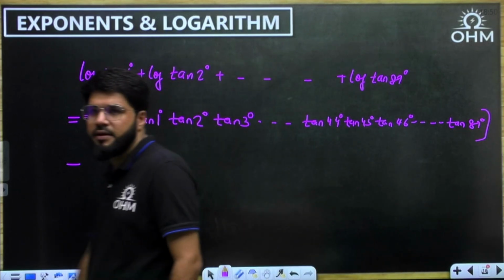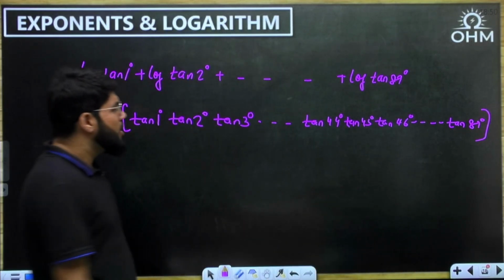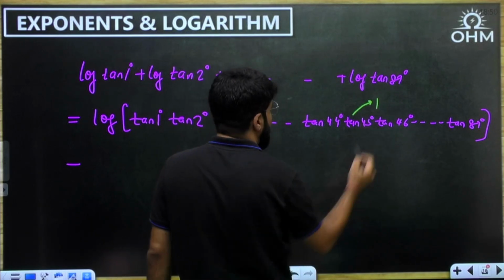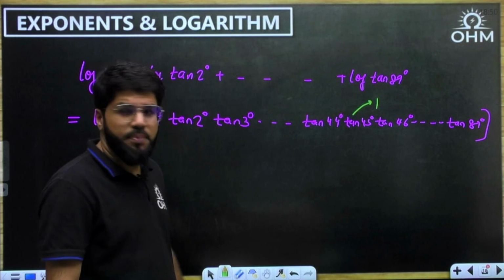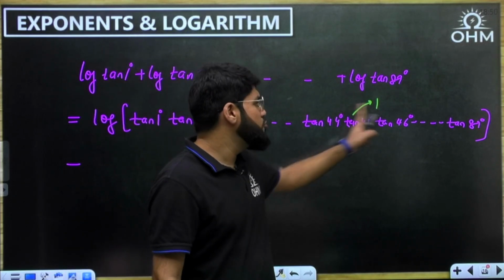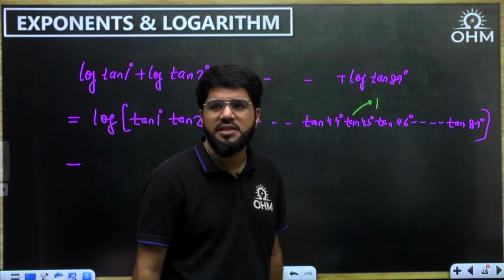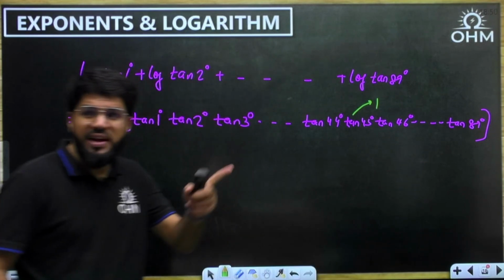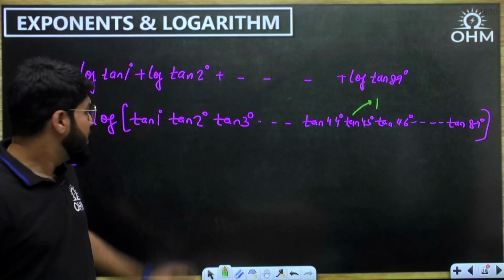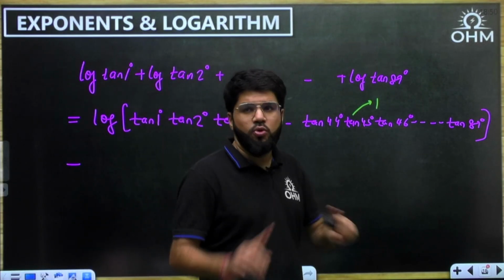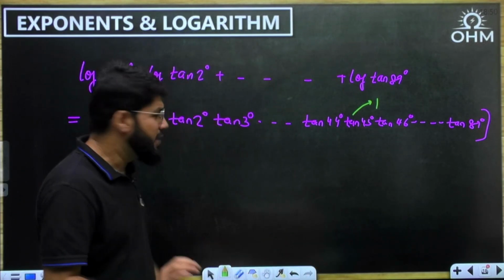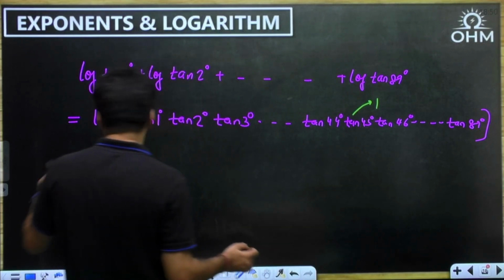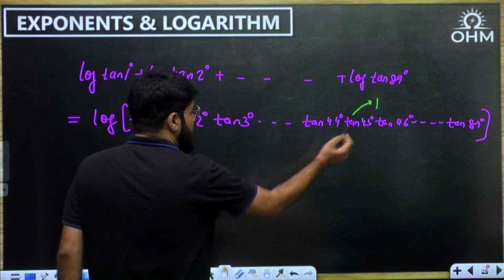Now see, tan 45 degree is something whose value we know, 1. Now you see there are some pairs like tan 44 and 46. If you add both these angles, 44 and 46, it will be 90. Similarly, tan 1 and tan 89: 1 and 89 add to 90 degrees. Tan 2 and tan 88, 2 plus 88 is 90. So both of them make 90 degrees.